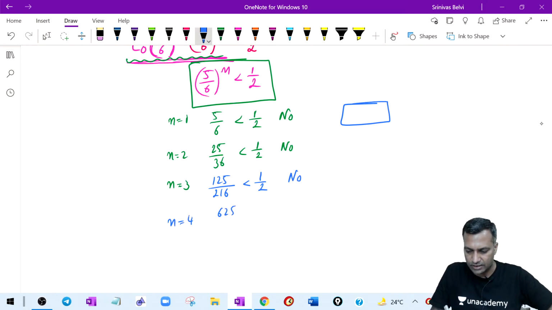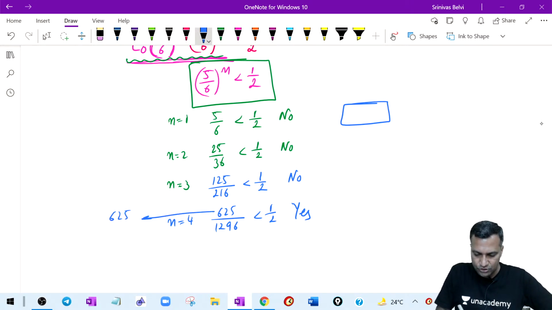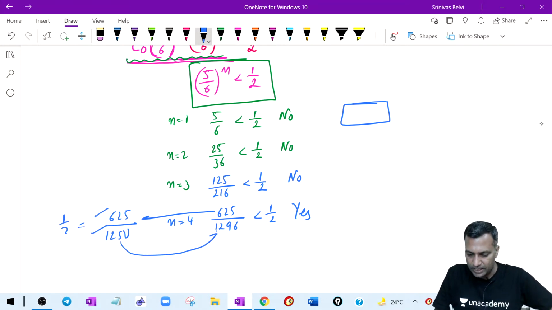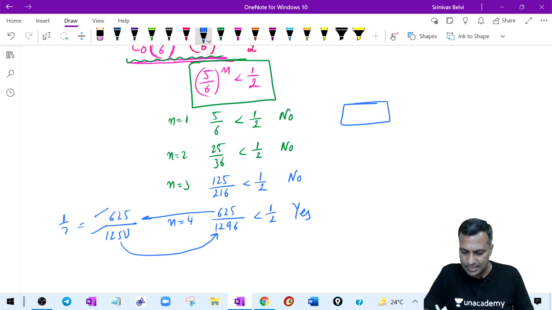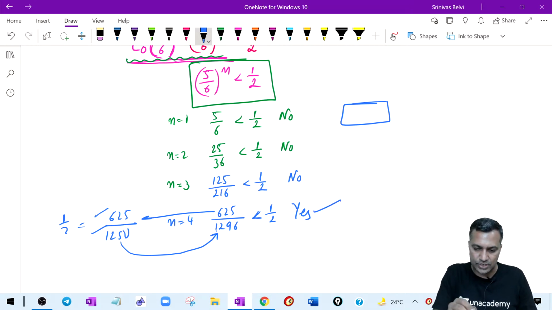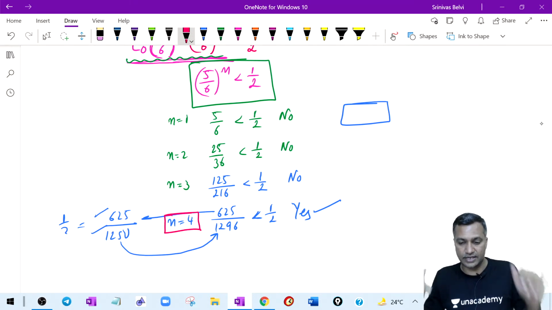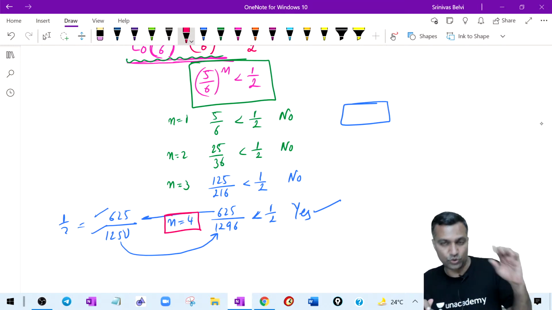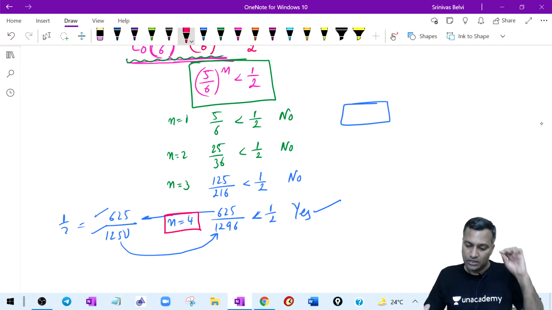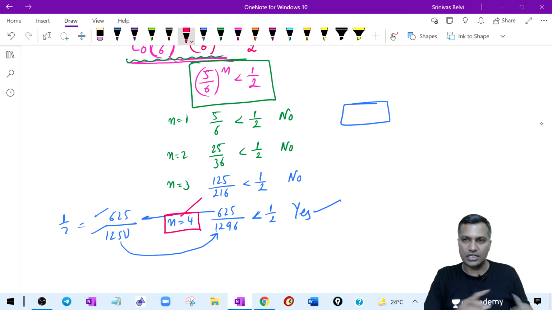You write this as 625, and then 1296. Is this less than 1 by 2? Yes, this is less than 1 by 2, because if this is 625 here, half of this means the denominator has to be 1250. 625 by 1250 is equal to half, but your number in the denominator is more than 1250. Therefore, you know that this is less than half. Your answer is yes, and hence India should play at least 4 matches to have a success rate of winning at least 1 match against Australia. So India should play at least 4 matches in that particular series.